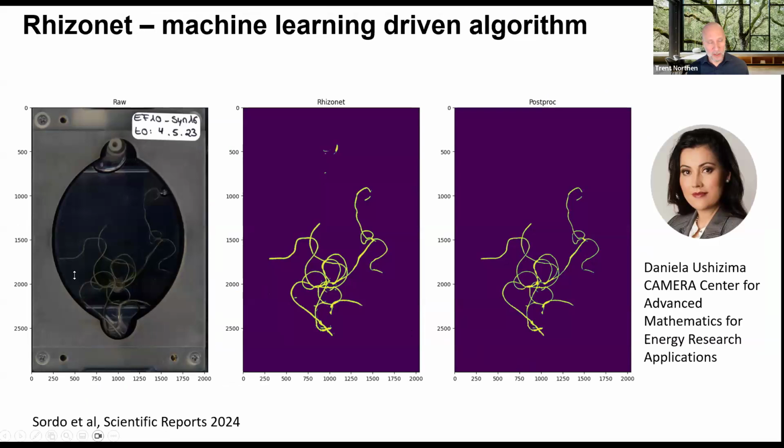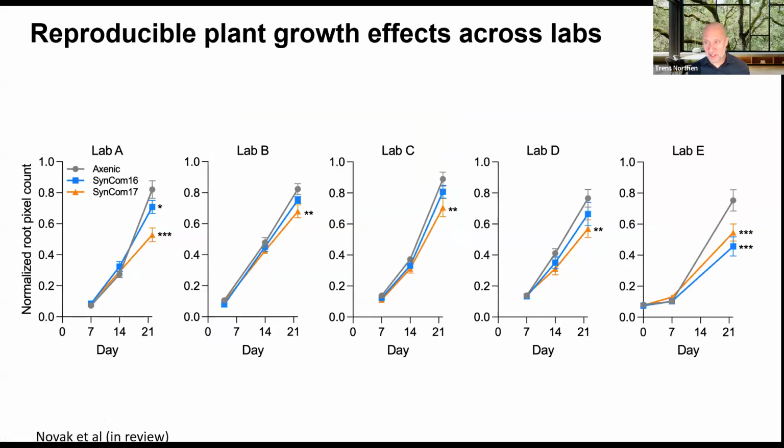So every lab used basically a photocopier to scan the roots. And then Danny Ushizima had written some AI-based, machine learning-based imaging software. And even though everybody was using a different scanner, her software, called RhizoNet, was able to extract basically all of the pixels that are associated with roots. And then we could plot it out across the labs to see if we're seeing consistent growth.